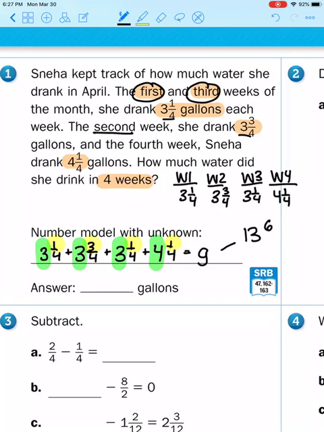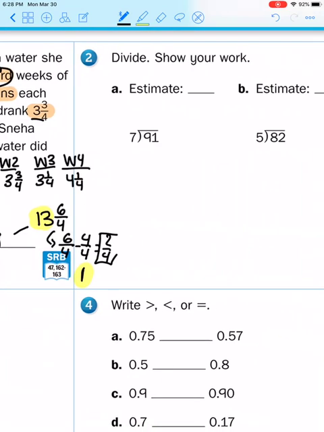1 plus 3 is 4, plus 1 is 5, plus 1 is 6. So 13 6/4. Now I know that 6/4 is an improper fraction, so I have to take out a whole number. So 6/4 minus 1 whole equals 2/4. Remember, 4/4 is 1 whole. So if I have 13 plus 1 whole, I get 14 2/4 of a gallon.